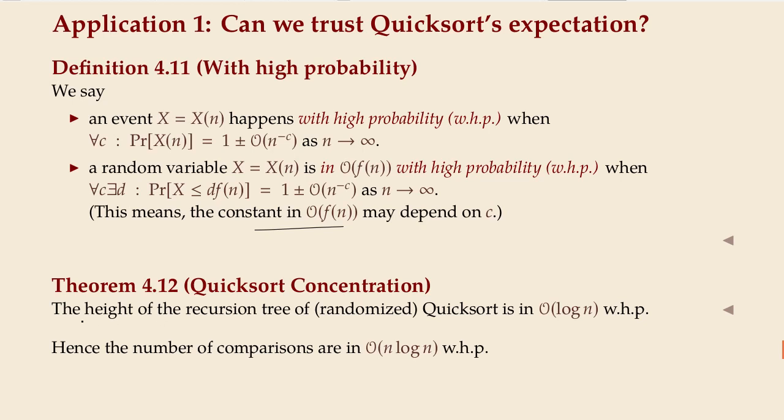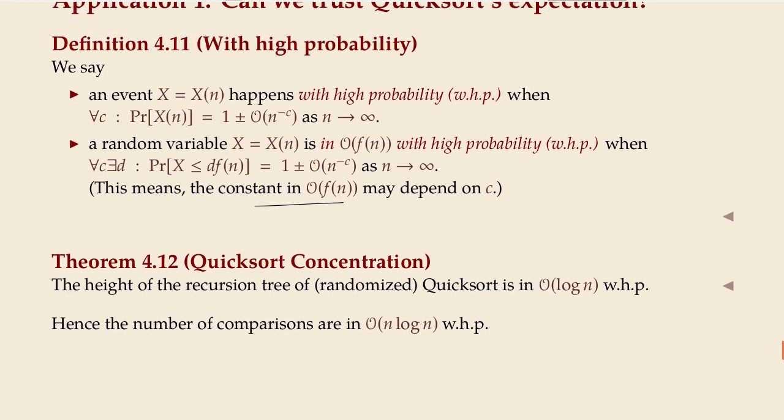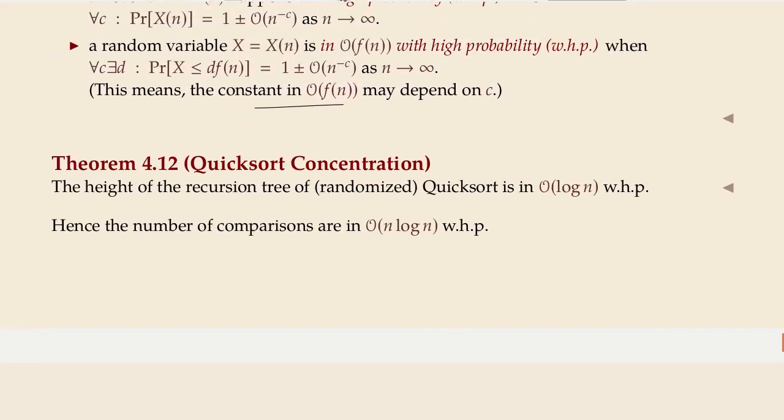And we will show that for Quicksort we can actually get such a statement. The cost of Quicksort is of the order of its expectation with high probability in this precise sense. What we will actually show is that the height of the recursion tree is logarithmic with high probability. And the second follows from that.